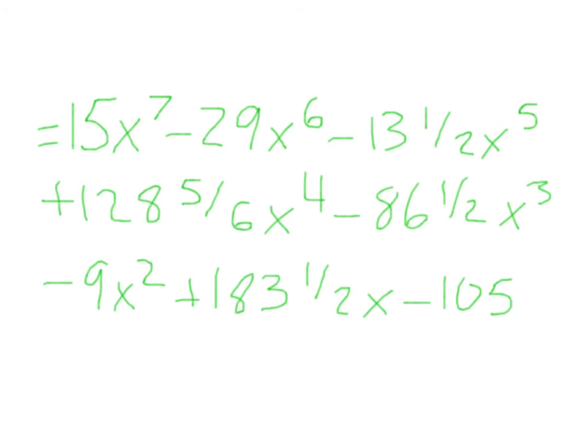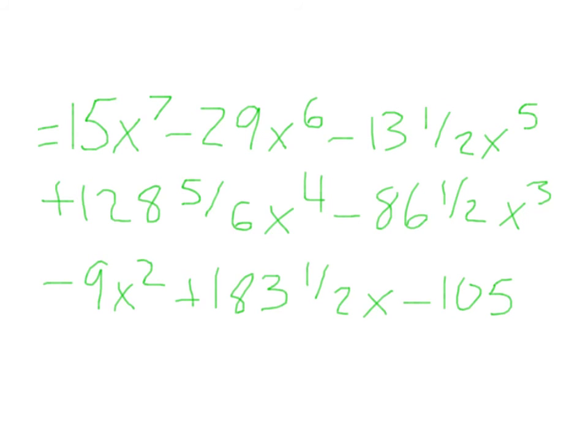This is what your final answer should look like in descending order. 15x to the 7th minus 29x to the 6th minus 13 1/2 x to the 5th plus 128 and 5/6 x to the 4th minus 86 and 1/2 x to the 3rd minus 9x squared plus 183 1/2 x minus 105.